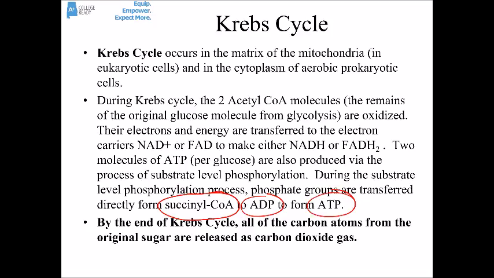By the end of Krebs cycle, all of the carbon atoms from the original glucose have been released as carbon dioxide gas. And most of the energy that was originally in the glucose by the end of Krebs cycle is in the form of either NADH or FADH2.